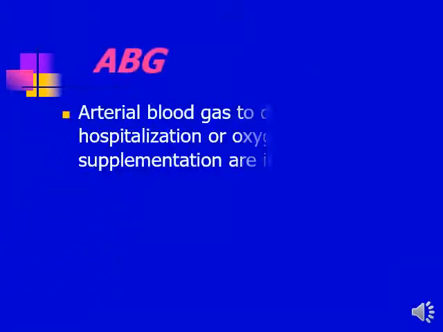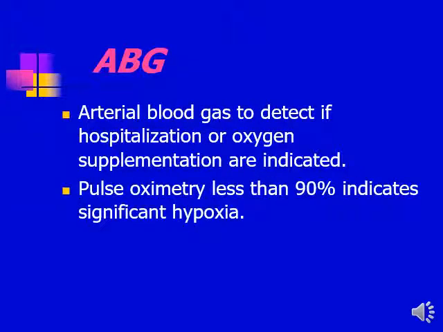ABG will be very helpful in my decision of hospitalization or not, because if the patient needs oxygen, he must be hospitalized. Plus, pulse oximetry less than 90% oxygen indicates significant hypoxia, and the patient must be hospitalized.